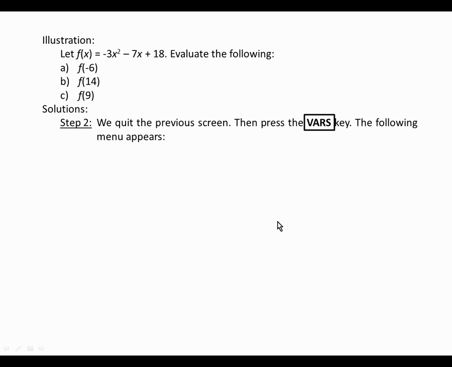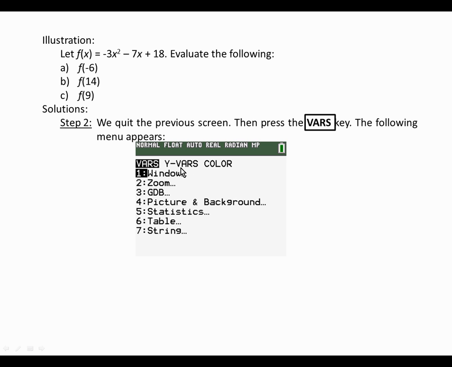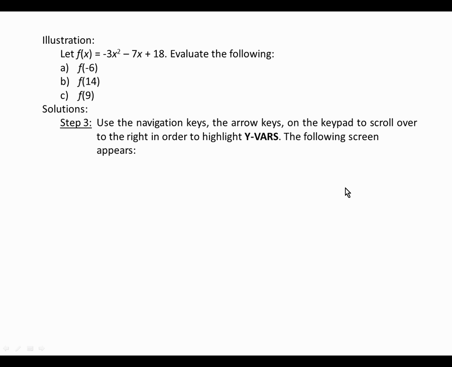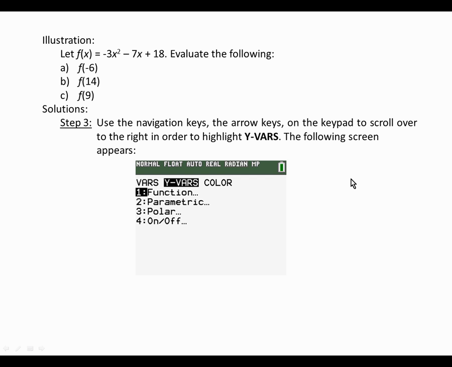So step 2, we're going to quit the previous screen, which I just did, and press the VARS key. If you press the VARS key, you get this. This is your VARS menu. You've got VARS, Y VARS, and color. You may not have all these depending upon what version of the calculator you have. I want to do the Y VARS. Remember, I put my function in the Y equals, so I'm doing Y VARS. Using the arrow keys on the keypad, scroll over to the right to highlight the Y VARS. And you get this screen.